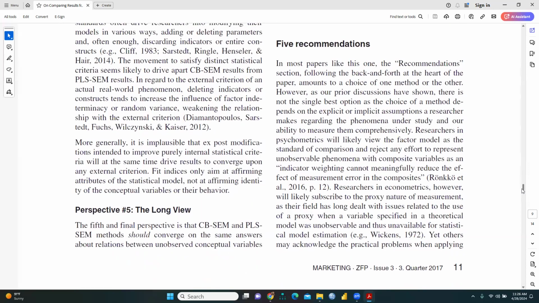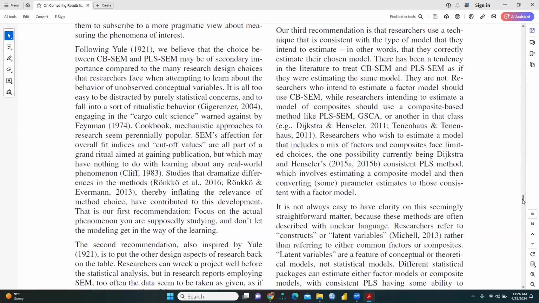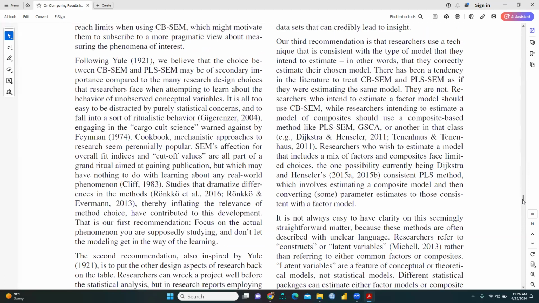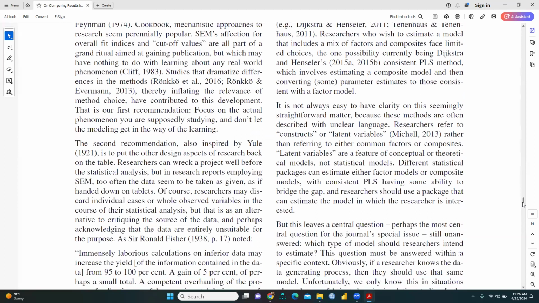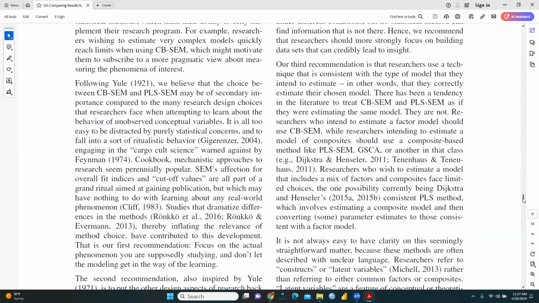So what are these five recommendations? You have to just go through this. See what the first recommendation could be, and the second recommendation. You can see it is also inspired by that, and it puts the other design aspects of the research back on the table. Researchers can plan a project well before the statistical analysis, but in research reports employing SEM, too often the data seem to be taken as given, as if handed down on tablets. That is a good recommendation, and you can see the third recommendation also.